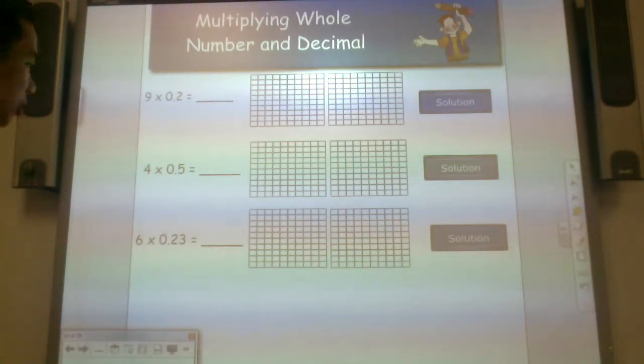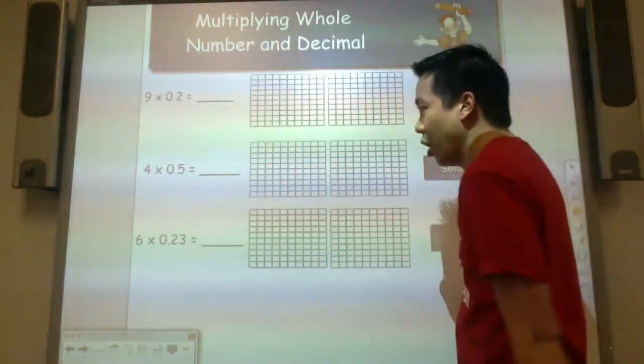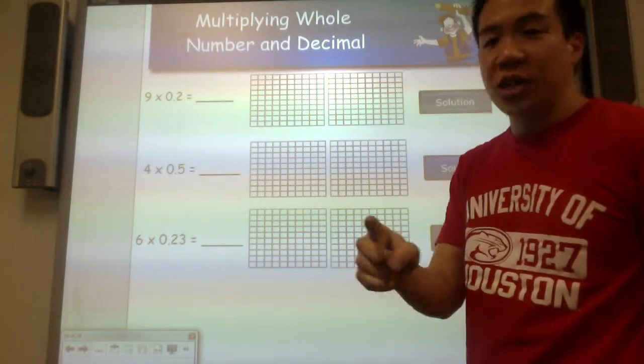All right, so let's just quickly do this one. What is 4 groups of 5 tenths, or 4 times 5 tenths?